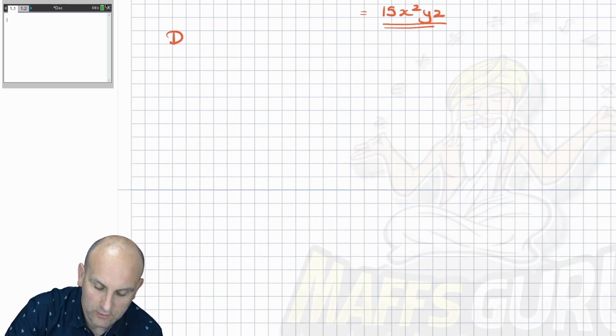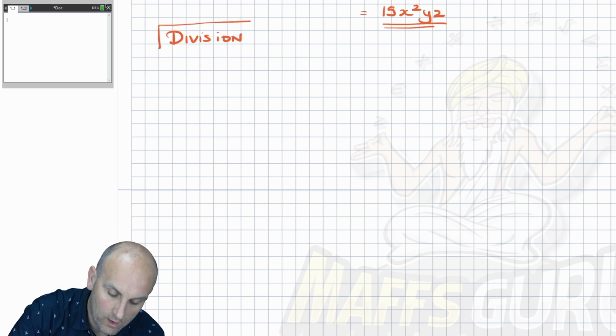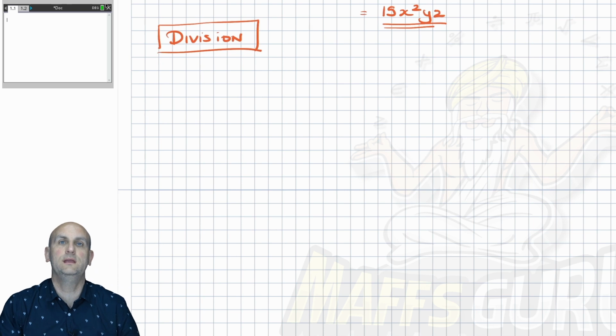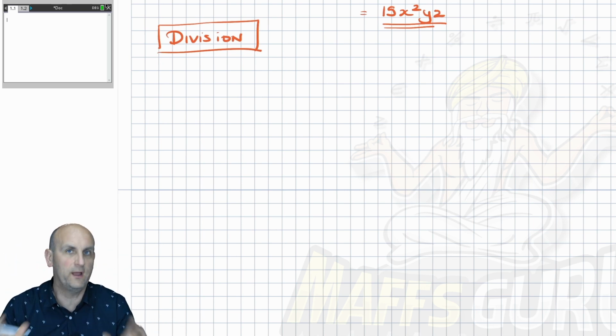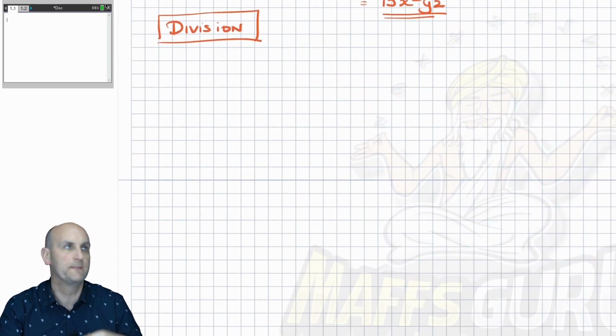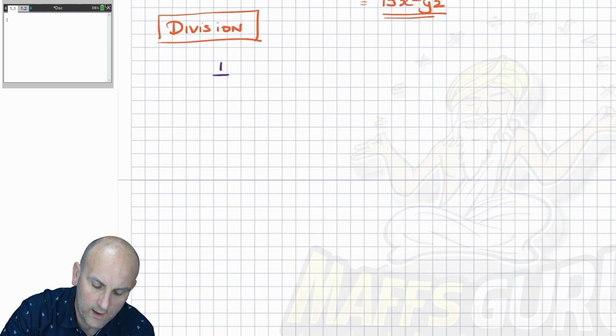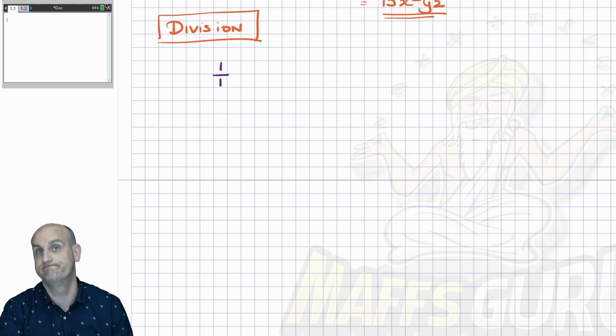The one that tends to throw people is division. Right, now, why does division throw people? Because generally speaking, we didn't like dividing, we didn't like fractions when we were at junior school, and we got all that rubbish in our head. It's fine. We can deal with this. So what I'm going to do is I'm going to show you something first that's pretty funky. And I'm going to ask you a question. What is 1 divided by 1?